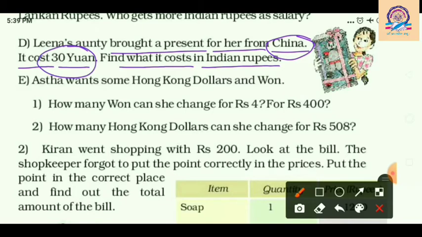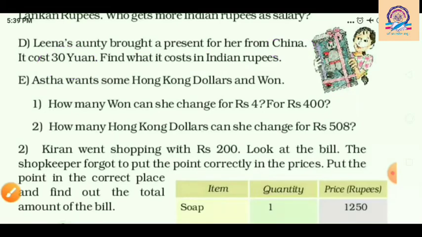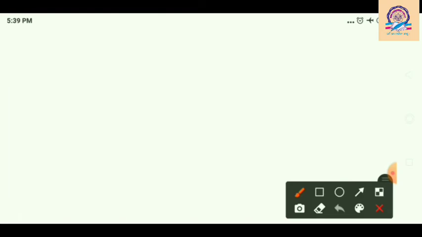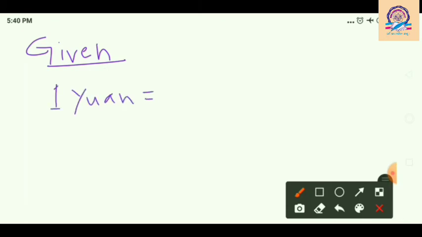So for that we have to know how many rupees 1 yuan makes. From the table we can find that 1 yuan makes 5 rupees and 50 paise. So let's make a solution for it. You can write given, and here you can write 1 yuan makes 5 rupees and 50 paise.